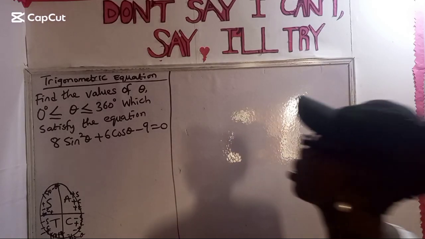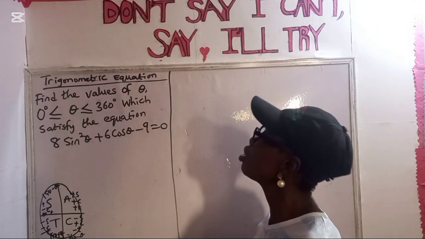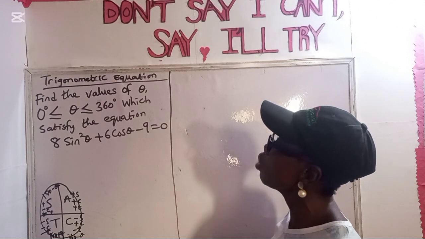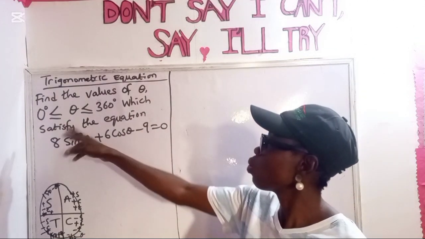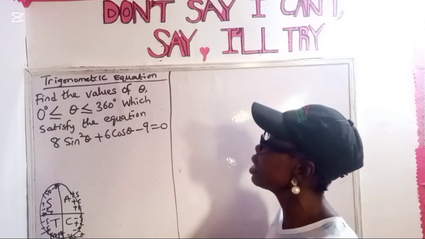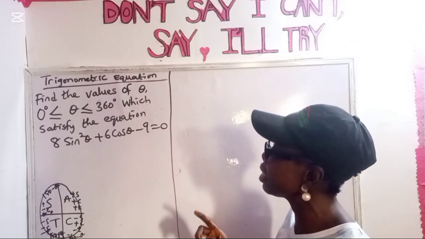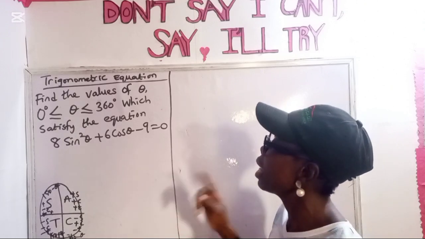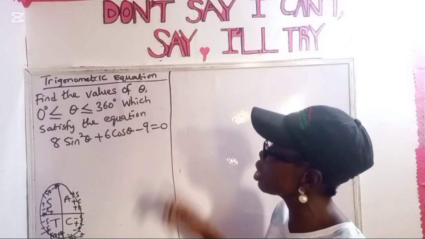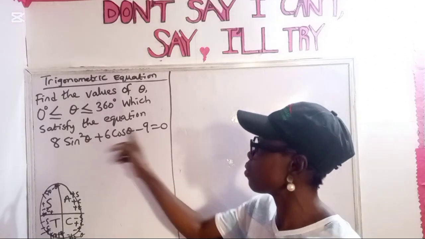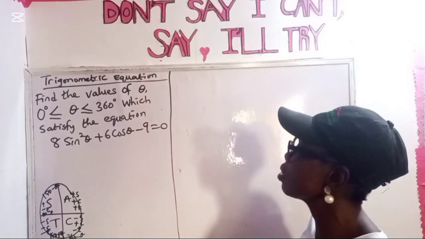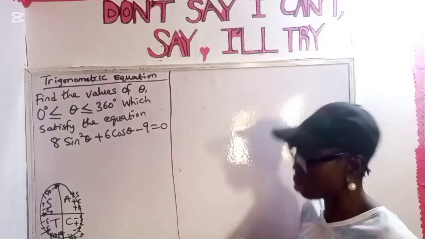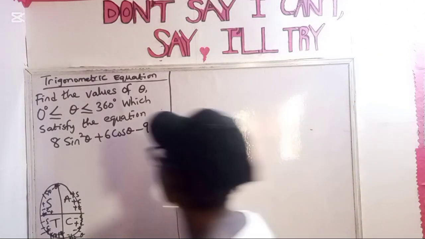Let's take a look at the question on the board. This is a trigonometric equation. The question says find the values of theta, when 0 degree is less than or equal to theta less than or equal to 360 degree, which satisfy the equation here: 8 sine square theta plus 6 cos theta minus 9 equal to 0. How do we solve this equation?